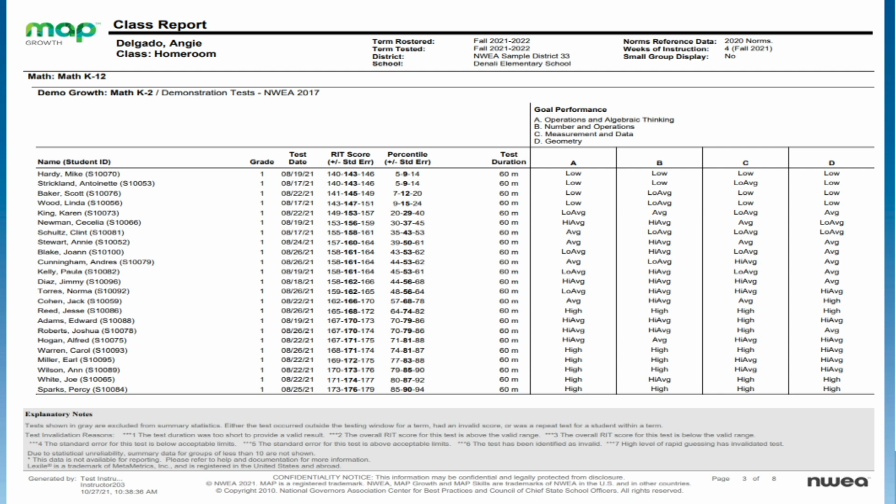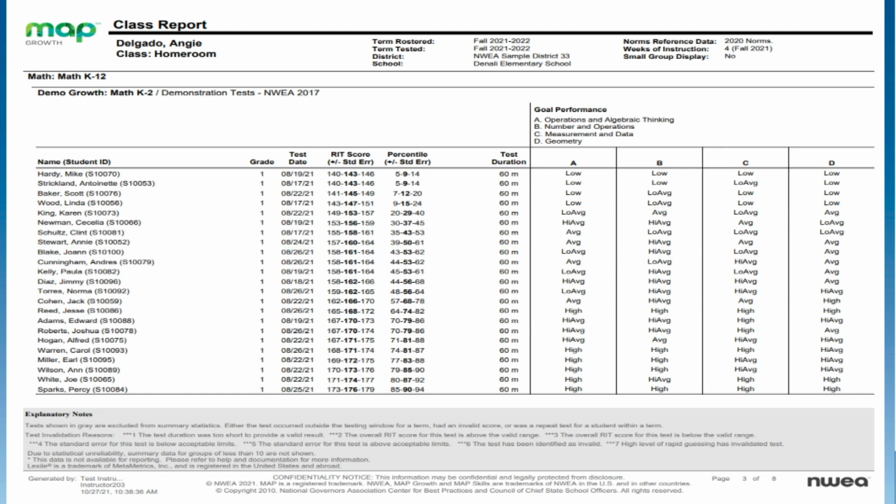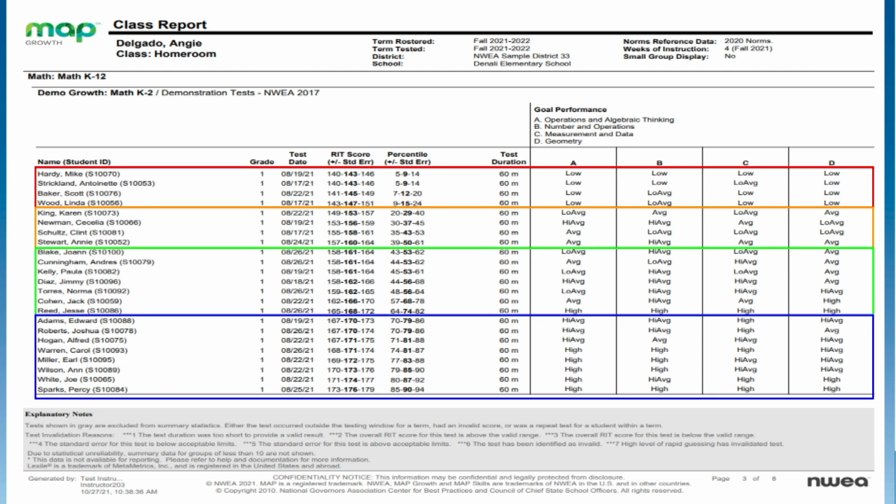So we can see first students who are scoring at lower RIT scores, listed in order up to the students who are scoring at higher levels. We can use this report to begin to establish student groups. So you can see here, based on specific RIT scores, I've broken the students down into 4 groups.